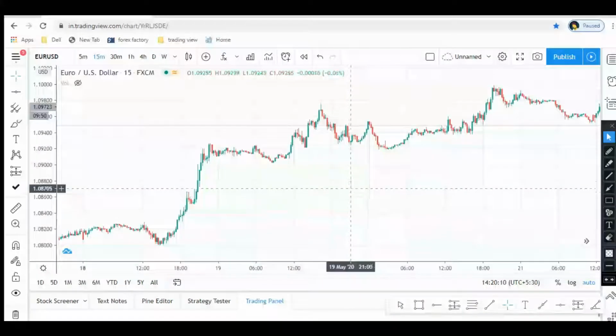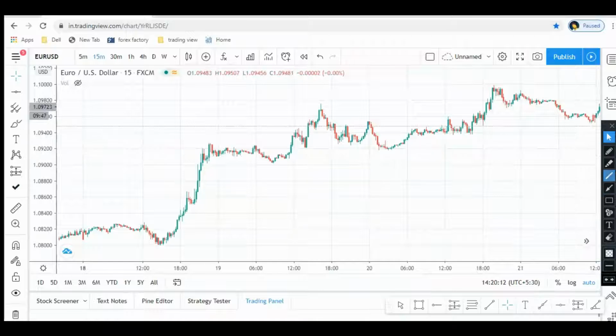As you can see, this particular area acted as a resistance. Let me mark this zone and we will go back to find out.